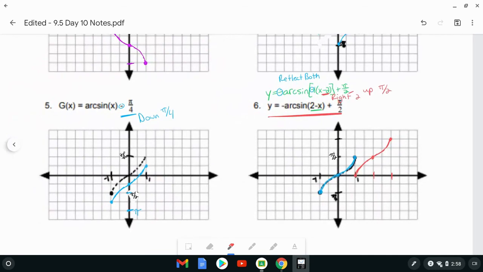Make sure you have the base functions down. Make sure you know what the base arc sine, arc cosine, arc tangent are, and then you can just apply the same transformations as we did for all of our normal trig functions as well. Go ahead and do the homework. If you have any questions, ask your teacher.